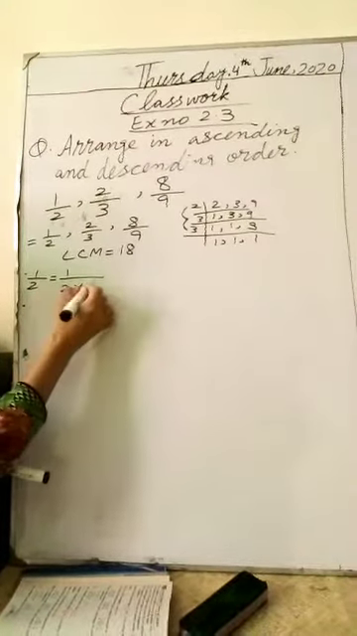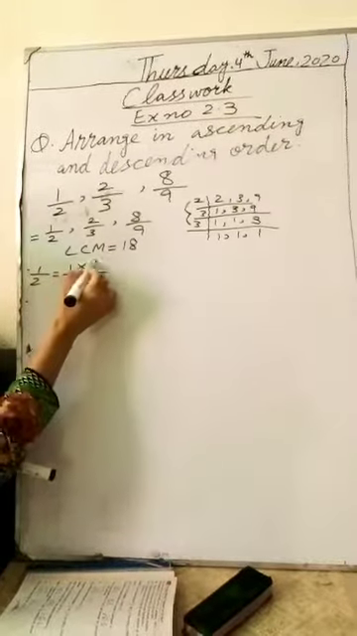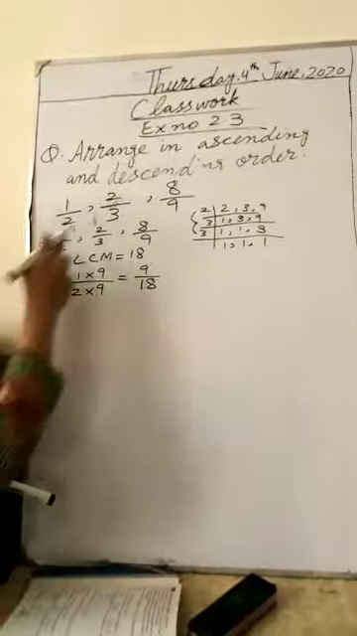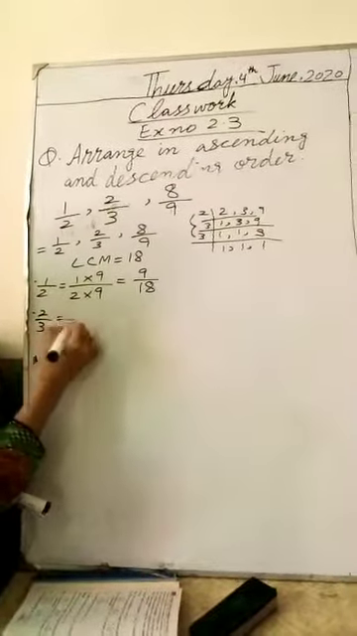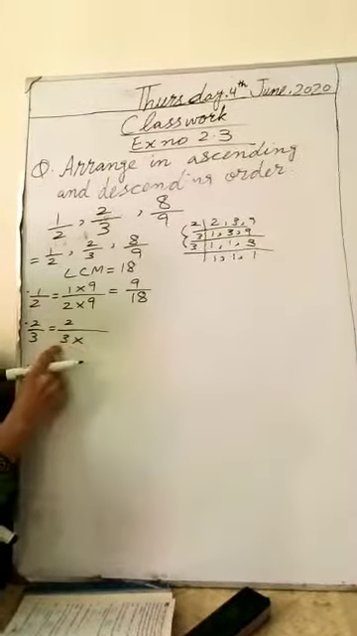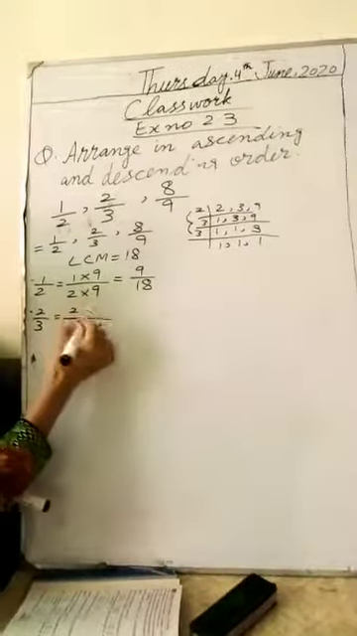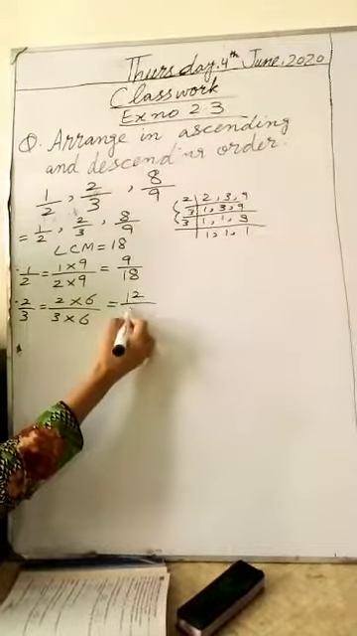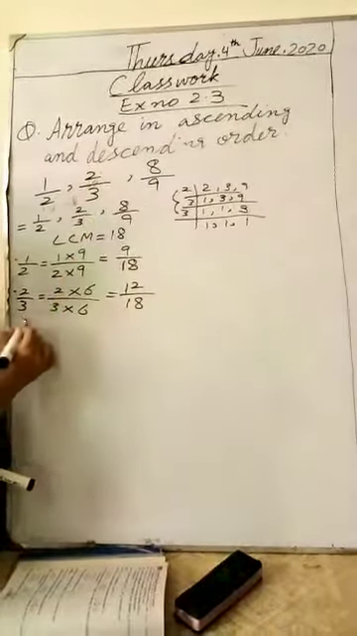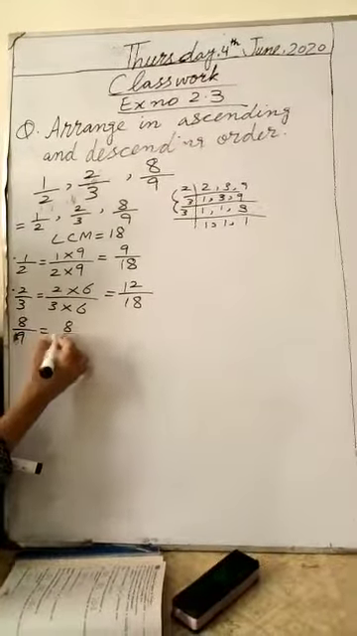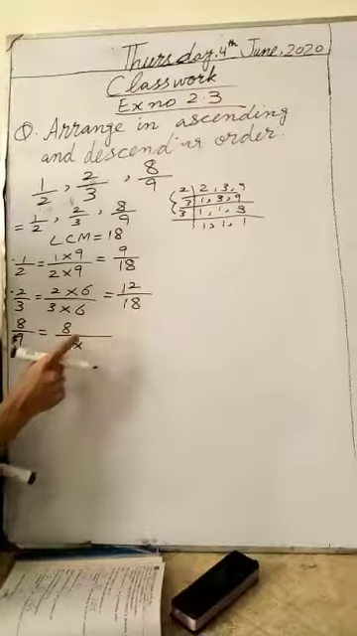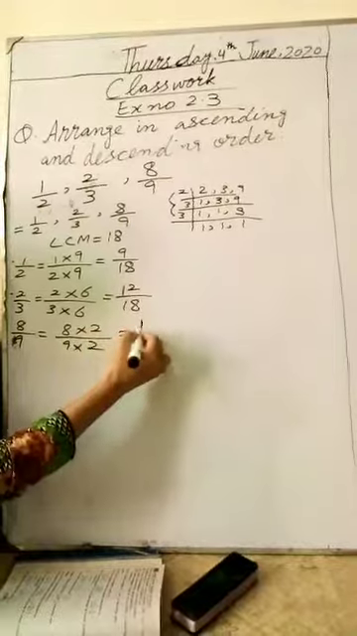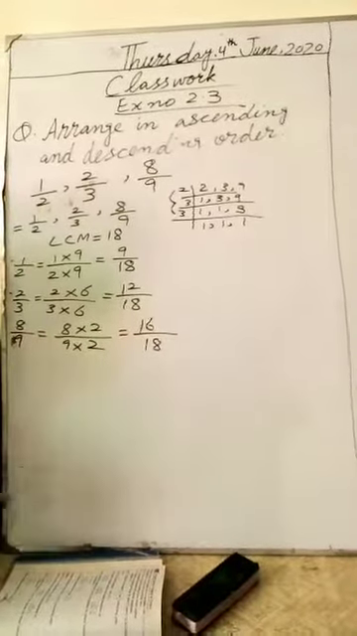Take your first value. 2 times 9 is 18. Multiply by 9: 9 times 1 is 9, so 9 over 18. Take your second value, 2 over 3. 3 times 6 is 18, so multiply in the numerator: 2 times 6 is 12, so 12 over 18. Take your last value, 8 over 9. 9 times 2 is 18. Multiply in the numerator: 8 times 2 is 16, so 16 over 18.